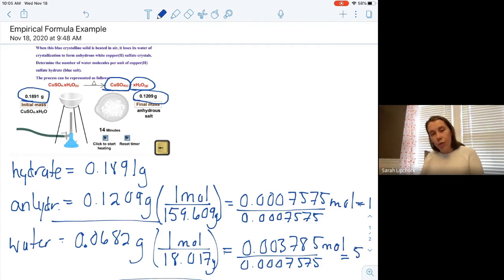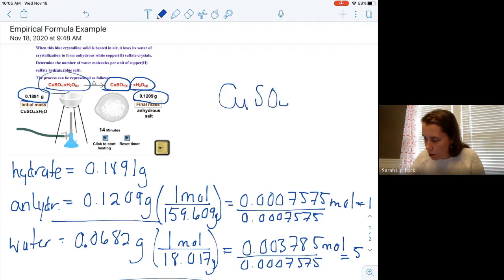Okay, the ratio of those tells us the empirical formula that we started with up here. So it's going to be CuSO4 coordinated to 5 H2Os, all right, and that is the empirical formula.